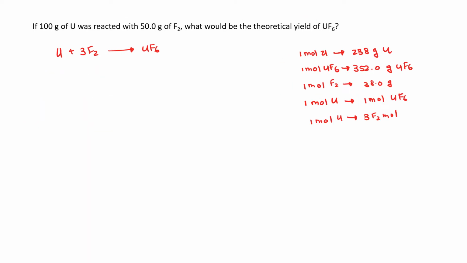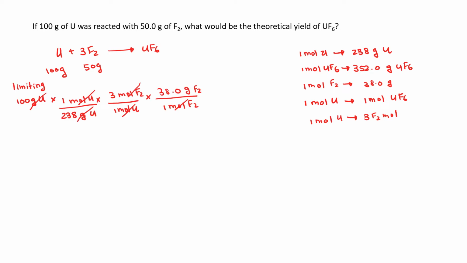If 100 grams of uranium was reacted with 50 grams of fluorine, what would be the theoretical yield of uranium hexafluoride? To do this question, first we have to find out which one is the limiting reagent. So we have 100 grams of uranium and 50 grams of fluorine. We pick one, let's say uranium. We start with 100 grams and convert it to moles using the molar mass of uranium. And then we use the stoichiometric relationship.